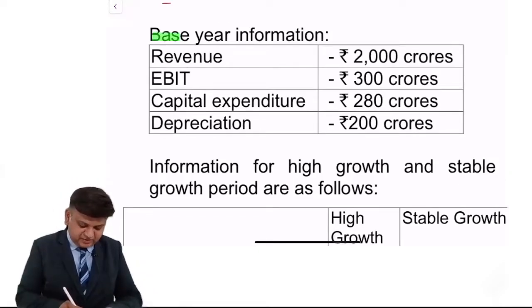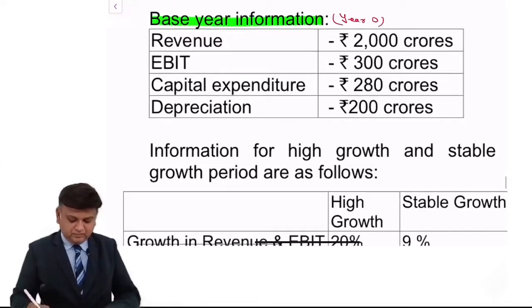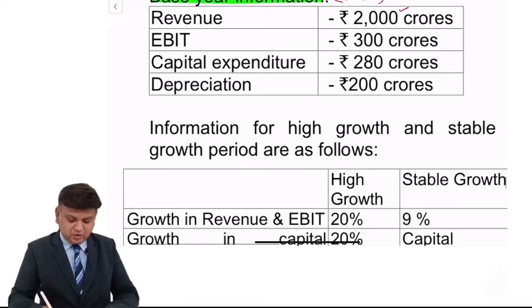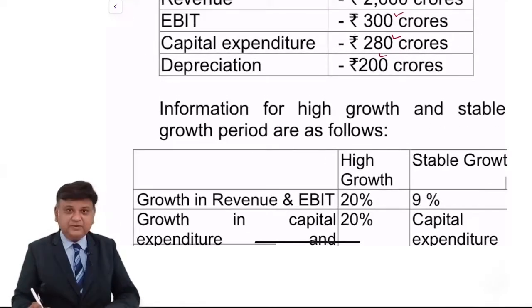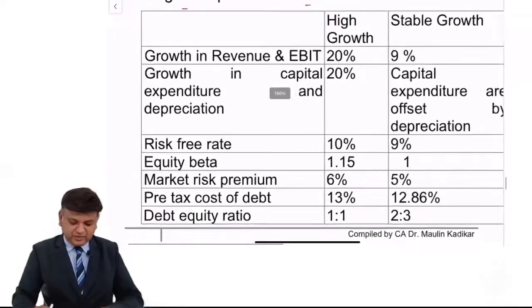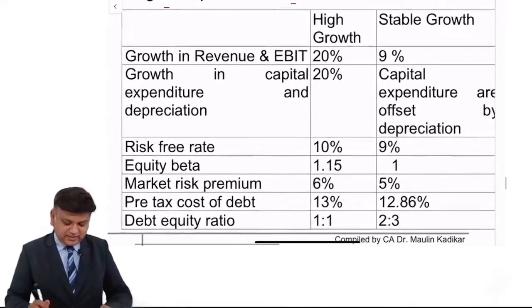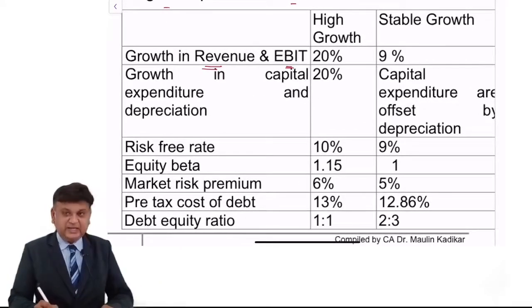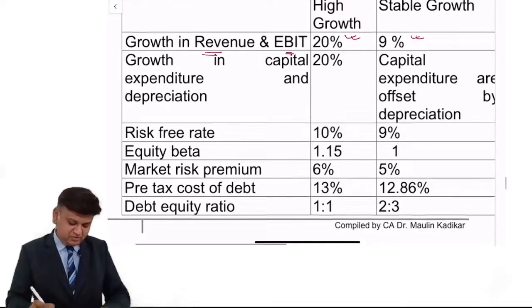Base year information means information is provided to us in respect of year 0. Revenue is provided to us. Operating income is provided to us. Capital expenditure is given. Amount of depreciation is given. Information for high growth and stable growth period are as follows. Growth is provided in terms of the revenue, that is sales, and EBIT, that is operating income. During high growth period it will be 20% and later on it will be 9%.